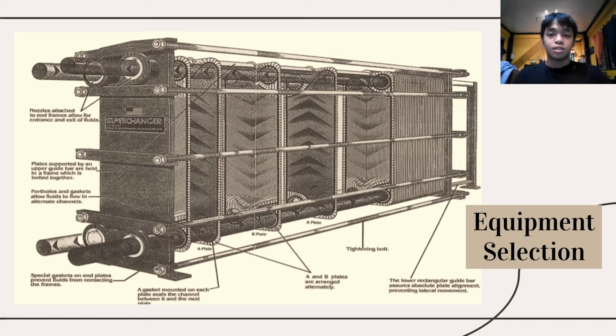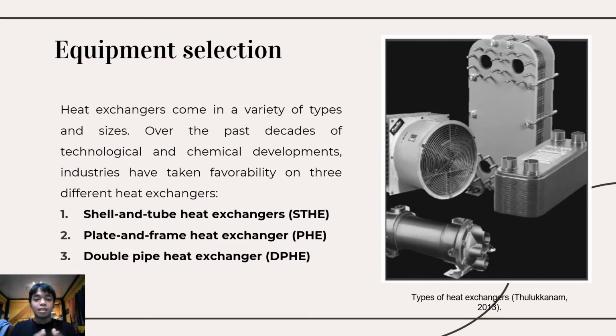There are different classifications of heat exchangers, but for this particular presentation, we will be dealing with the three most used heat exchangers in the industry. Heat exchangers come in a wide variety of types and sizes. Other than flow path configurations, industrial heat exchangers can be further classified according to their construction, transport mechanism, degree of compactness, etc. Over the past decades, the broad range of heat exchangers have ultimately developed, and with it the preference of most industries with respect to different factors. Respectively, these are shell and tube heat exchangers, the plate and frame heat exchanger, and the double pipe heat exchanger.